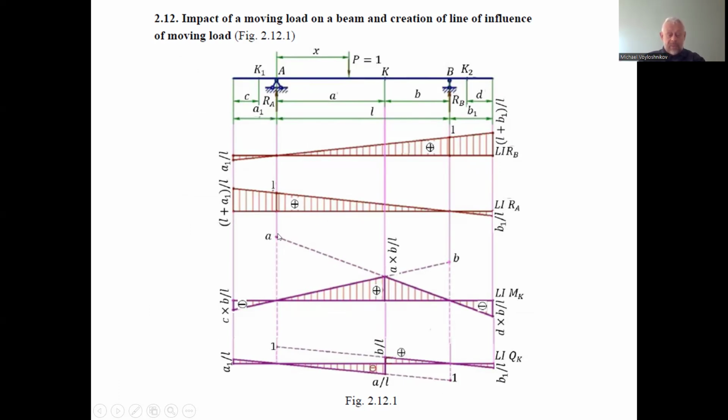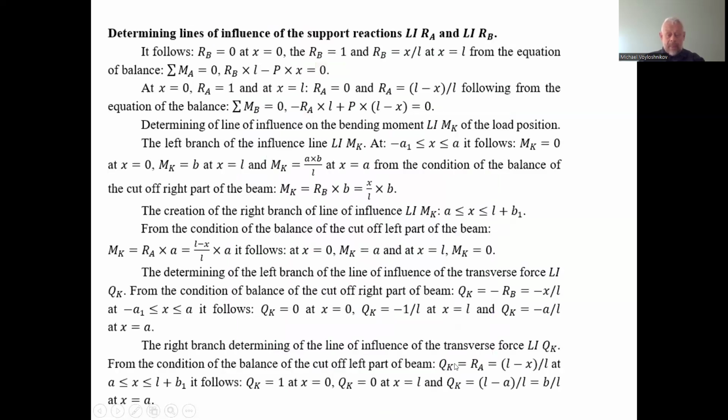So we have another branch. The total line of influence for the two branches together intersects at one definite point with the magnitude of the product A by B divided by L.